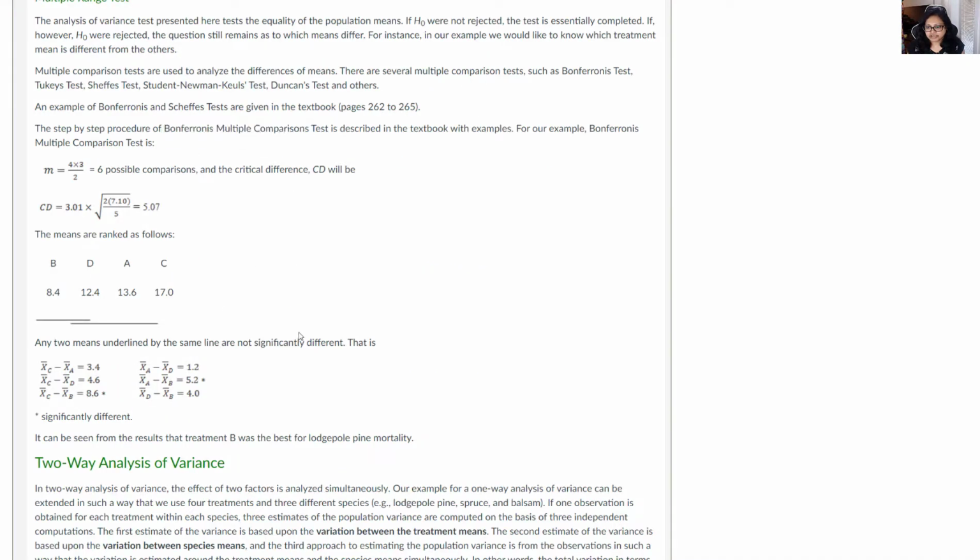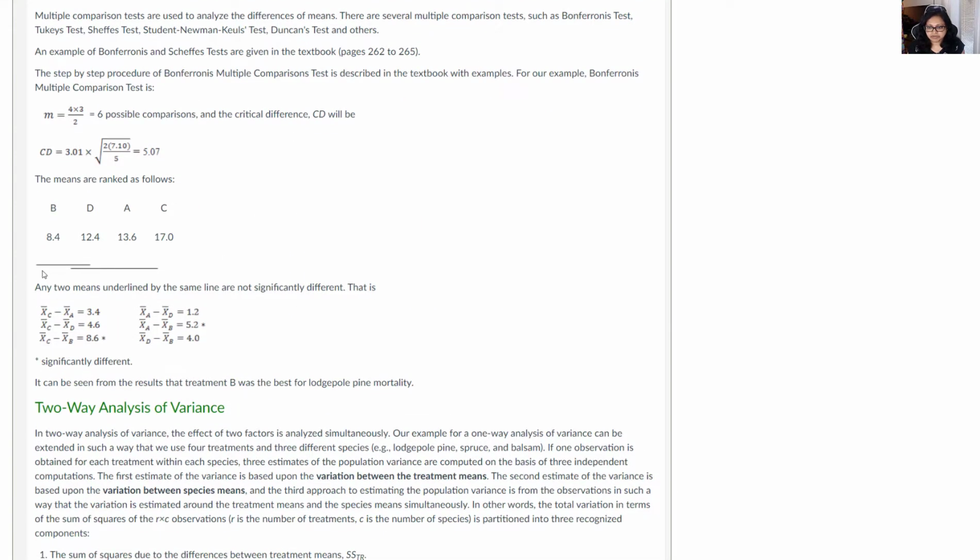That's the same thing we did, and sometimes people try to show if they are significantly different or not using these lines. So you can see that B and D are the same, D and A are the same, but you can see which values are not the same. C and B, they're not the same. That's why there is no line between those two groups.